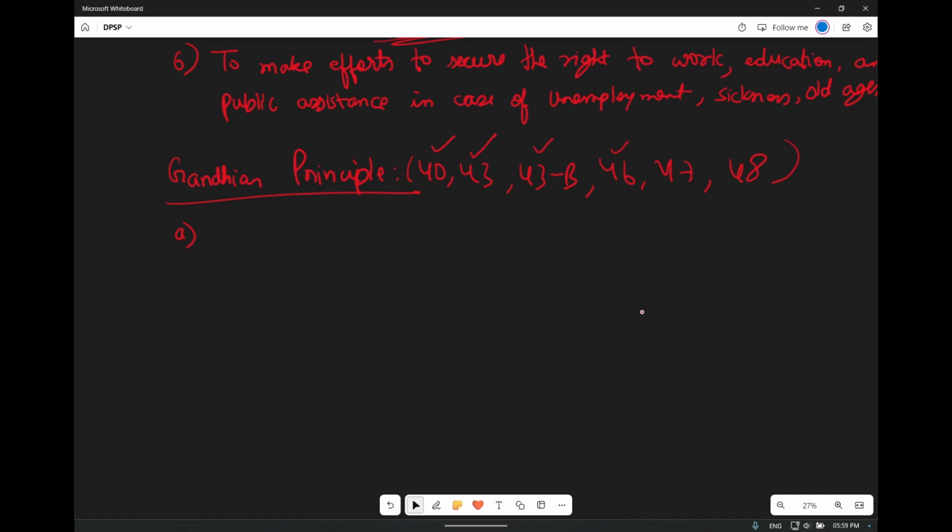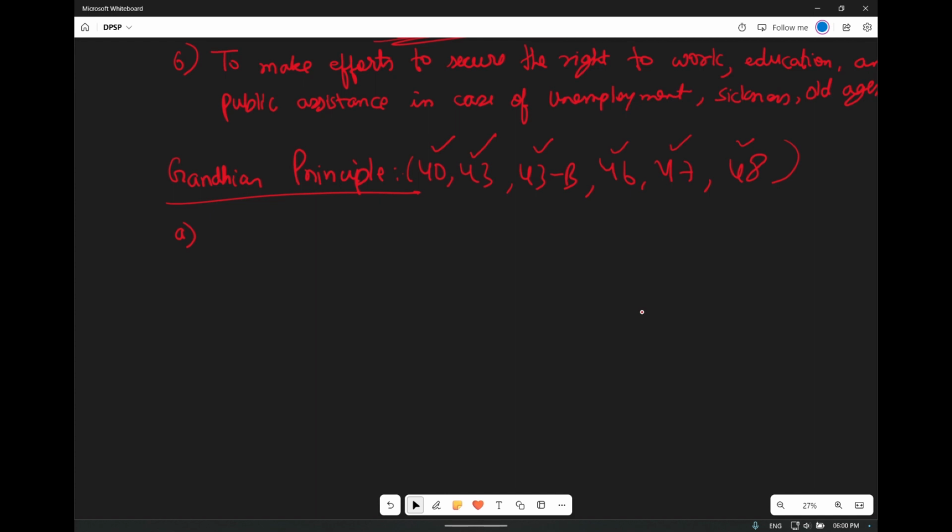And 47 tells the duty of the state to raise the level of nutrition and standard of living and to improve public health. So that will also be there in the Gandhian principle. And 48 is the organization of agriculture and animal husbandry. It's all related to village related stuff, scheduled caste, scheduled tribes related stuff. Okay, so equal wages to everyone. So those kind of things come under the Gandhian principle.